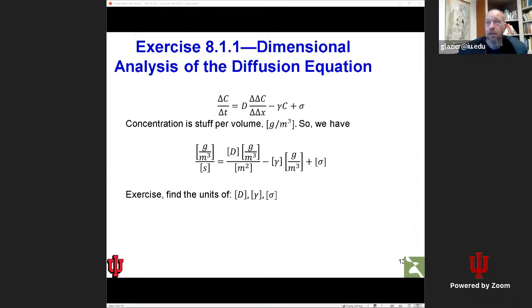Well, let's see. If I start out here, I want D equals something. So the units of D equal something. I divide through by G over M cubed. That cancels that. So then I have 1 over seconds. I multiply through by meters squared. I get meters squared per second equals D. So that's the answer.